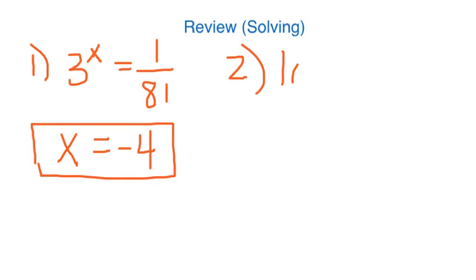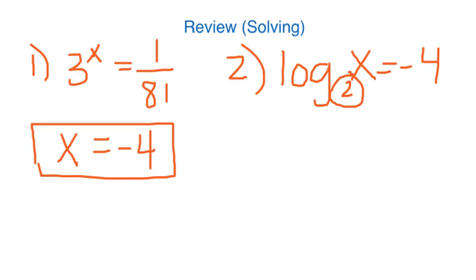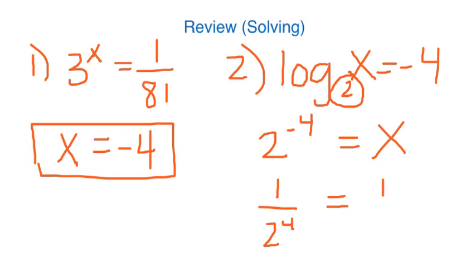All right, a second example. Let's say I had log base 2 of x is equal to negative 4. This is you saying 2 to the power of negative 4 equals what? So 2 to the power of negative 4 is 1 over 2 to the 4th, which is 1 over 16.